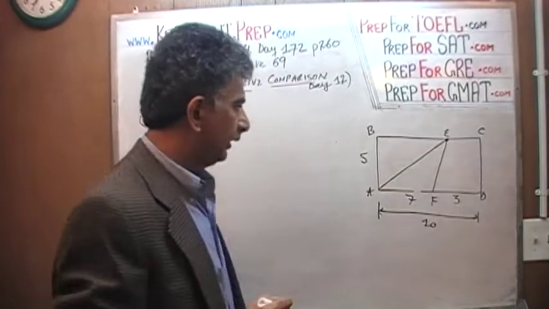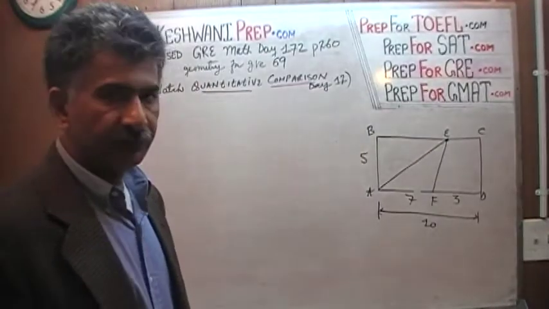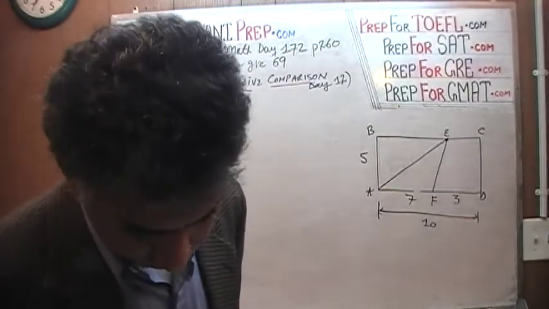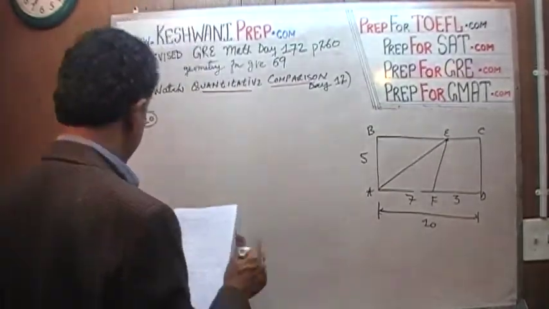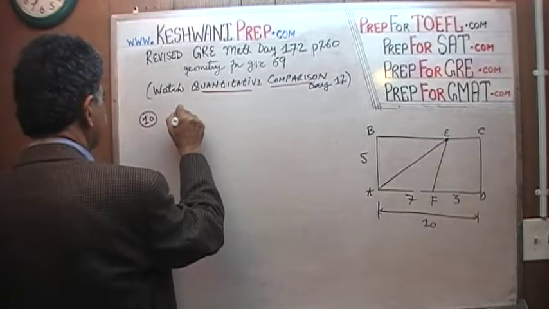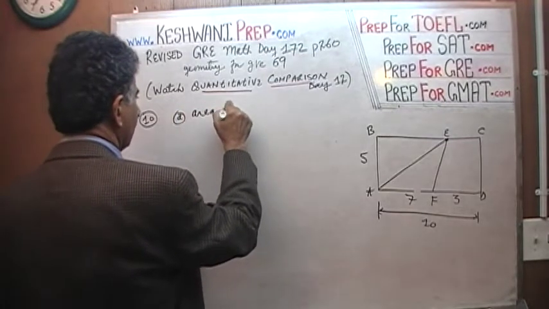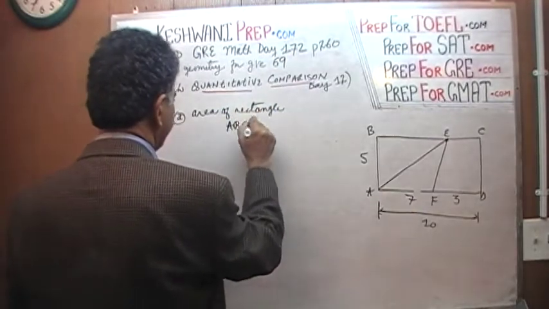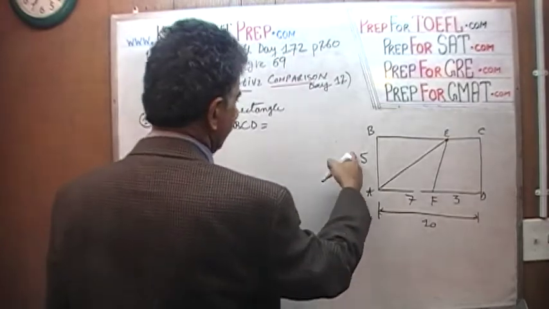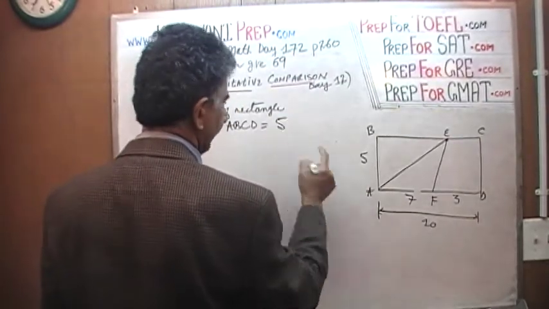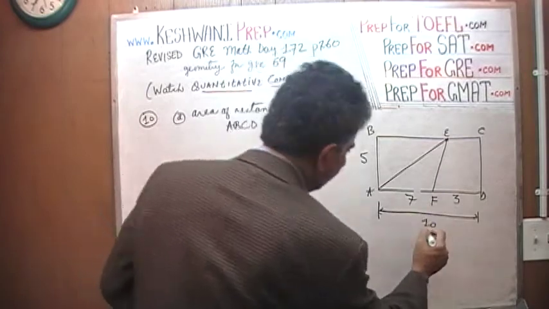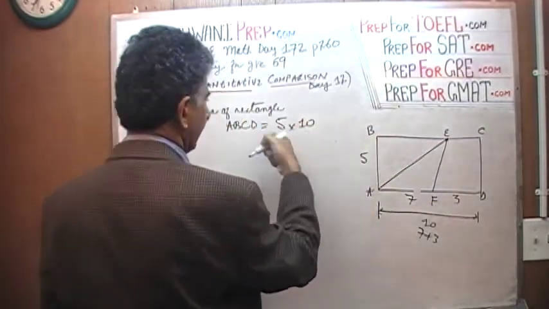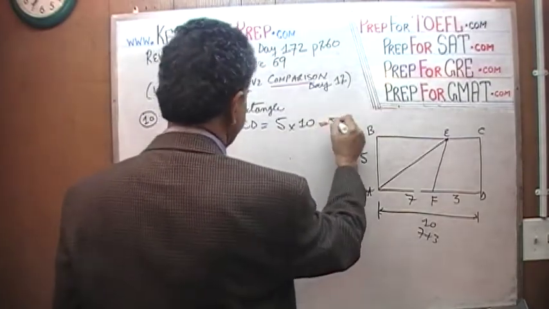So I have the feeling that somewhere down the road they're going to ask for the area of this rectangle ABCD, which is very simple. The very first thing is what they're asking, area of rectangle ABCD, which is simply 5, the width, times the length, which is 10, which is 7 plus 3 that you see here. Length times width is 50.